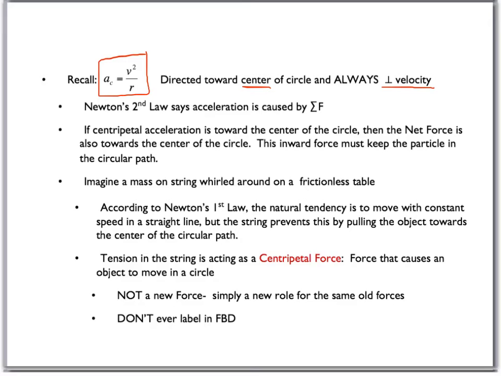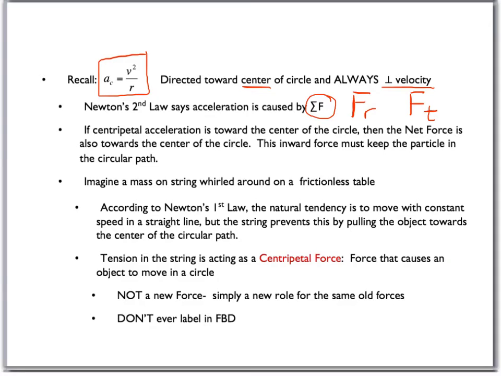Now, Newton's second law, to recall that piece, says that acceleration is caused by some sort of net force, by combining all the forces that might be acting on an object and putting them together. Remember, we're going to do this in various directions. Before, we did x and y. Now we might look at forces that are acting radially and forces that are acting tangential to a circle. So those might be our two directions that we focus on.